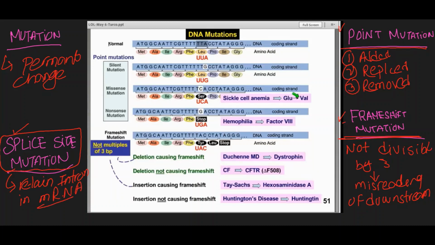Now this is basically the normal picture. This is the coding strand, this is the amino acid, and this is the genetic code. The genetic code is basically a triplet sequence of nucleotides. So UAA represents the leucine amino acid, and this genetic code is determined by the TTA nucleotide triplet on the DNA.